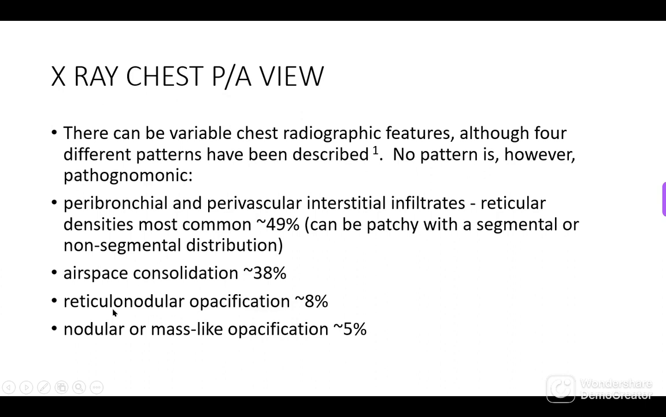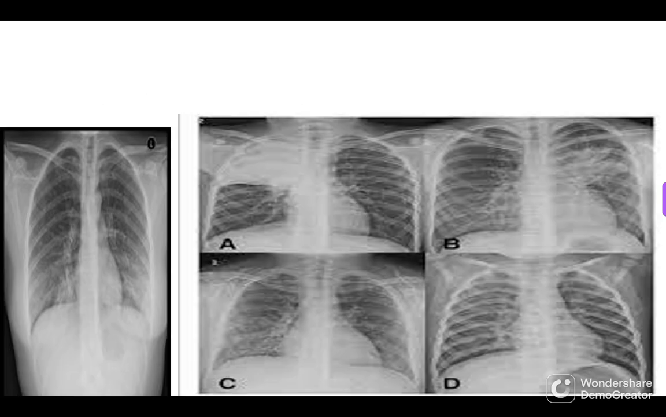Reticulonodular opacification occurs in 8% of cases, and nodular or mask-like opacification is seen in about 5% of cases. This is research work which has been done. The pattern definitely is not very pathognomonic as far as a radiological marker is concerned, but suspicion will be there.